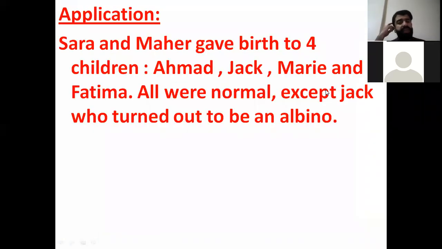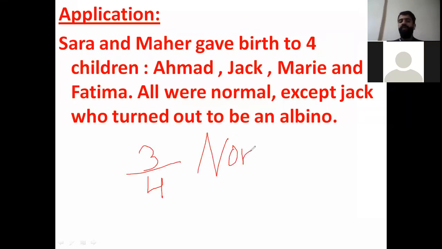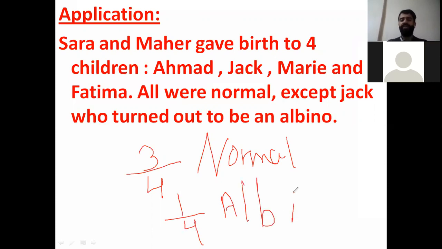Sarah and Maher gave birth to 4 children: Ahmad, Jack, Marie, and Fatima. All of them are normal, except for Jack, who turned out to be an albino. And Ahmad, Marie, and Fatima are all normal. So we have 3 out of 4 individuals who are normal. However, we have only 1 out of 4 who is affected or albino. So here we are going to verify these results later on.